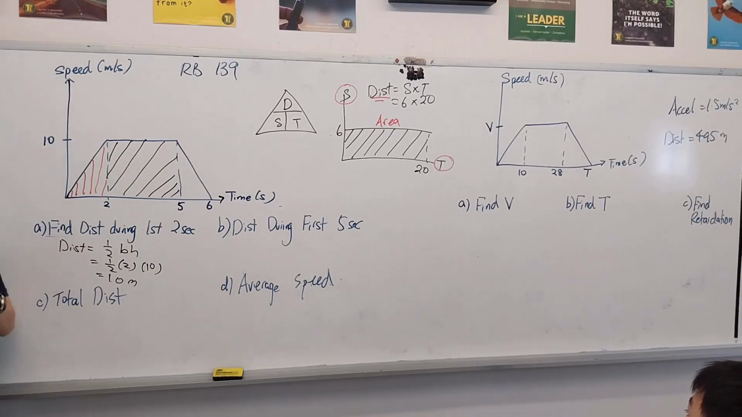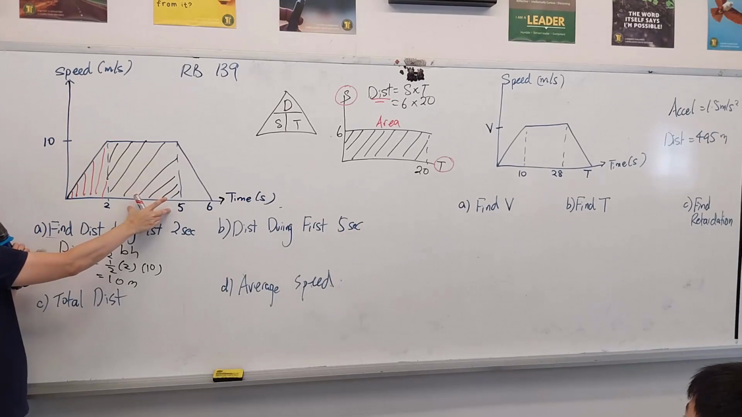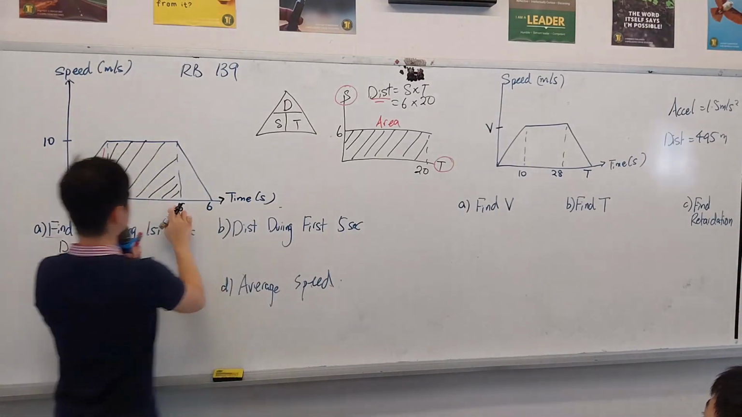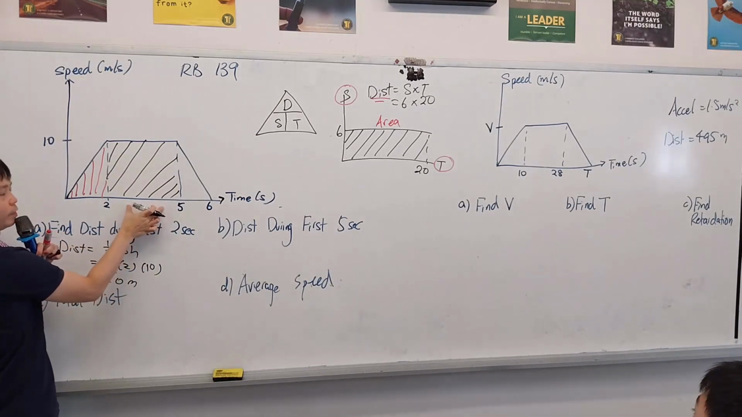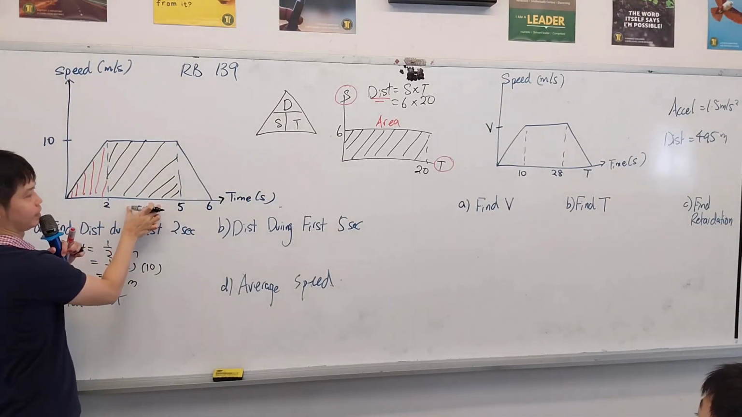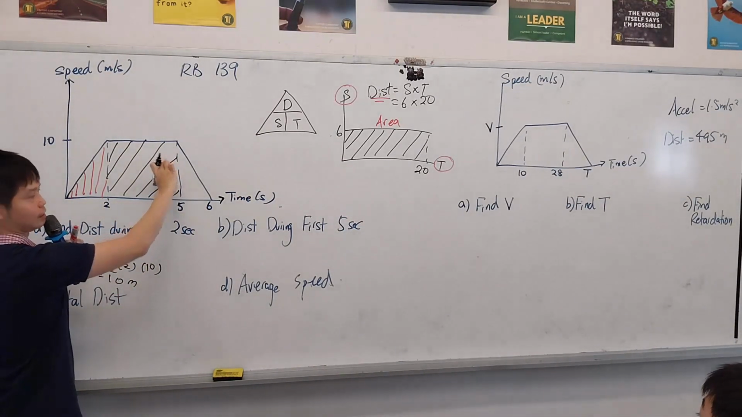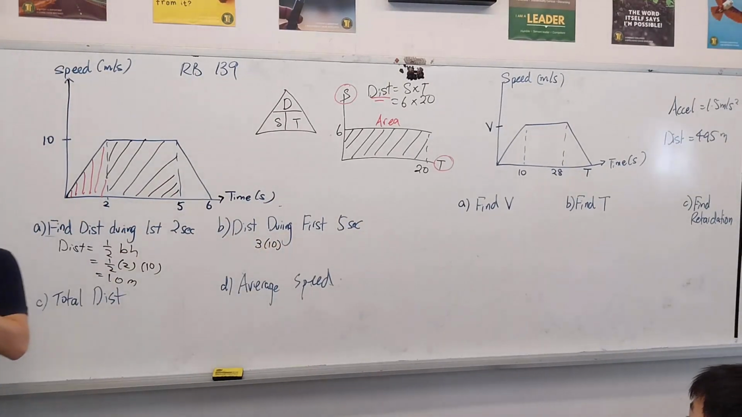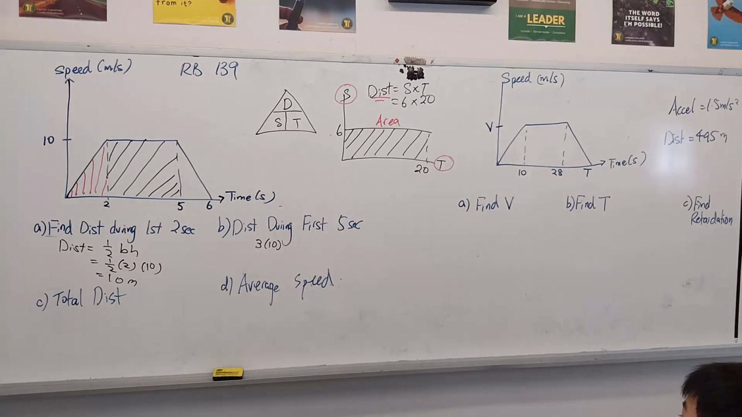How do I find this area? Find the rectangle, right? Let's say I find the rectangle. There's one small issue. What is the breadth? 3. Okay, and the height? So I press 3 times 10. Is my final answer 30? No. I want the first 5 seconds.